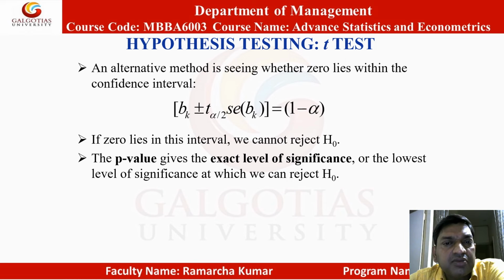An alternative method is seeing whether 0 lies within the confidence interval. That is, we formulate a confidence interval around our obtained value, that is bk plus minus t alpha over 2 times standard error of bk, and this is equal to 1 minus alpha. If 0 lies in this interval, we cannot reject the null hypothesis. The p-value gives the exact level of significance or the lowest level of significance at which we can reject the null hypothesis.